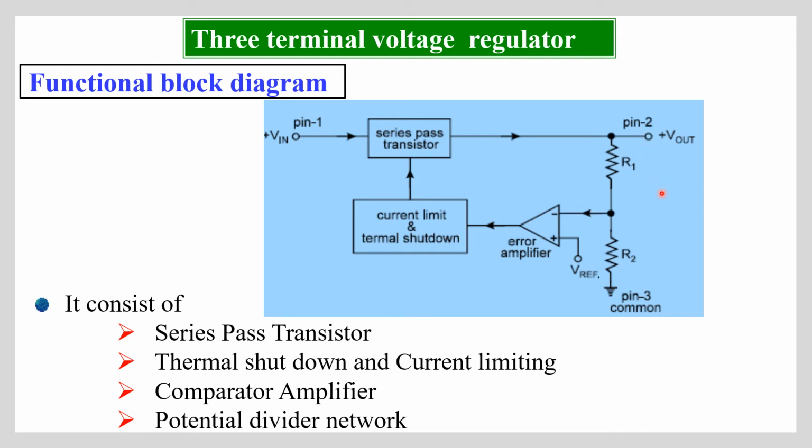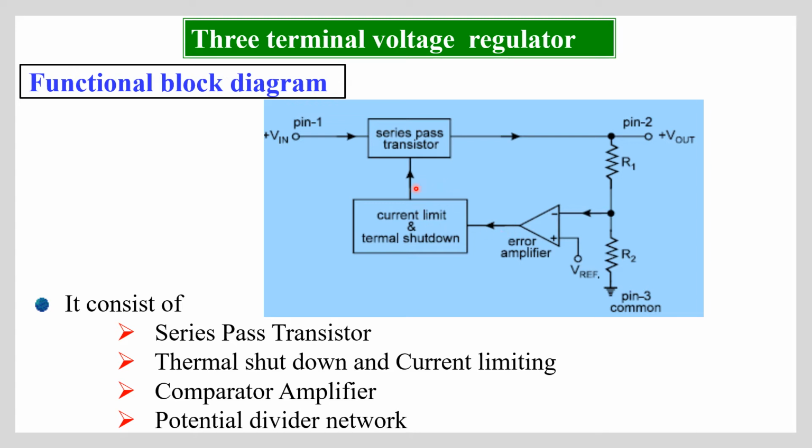Now reverse, when the output of the regulator is decreased, if V out decreases, then less voltage will be fed back and the output of the comparator will increase, keeping the output voltage constant. The output voltage of the comparator is applied to the series pass transistor. As per the output conditions, the comparator drives the series pass transistor heavily or moderately.